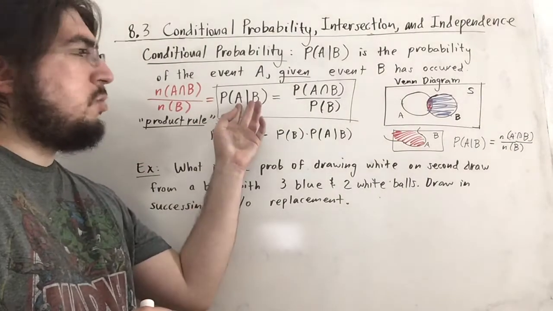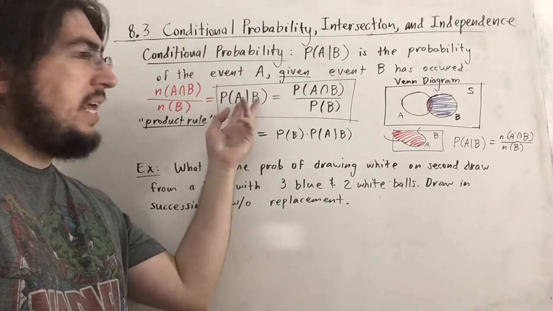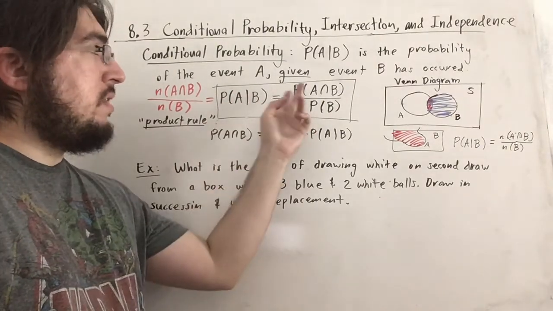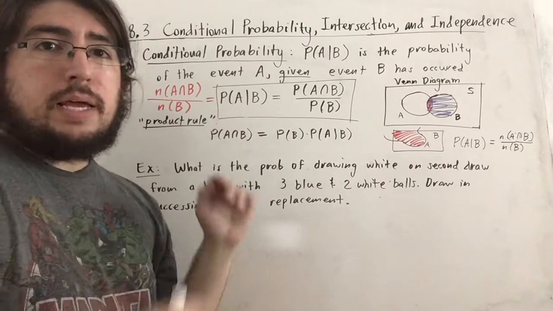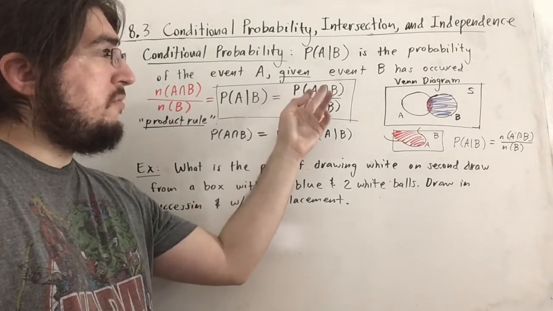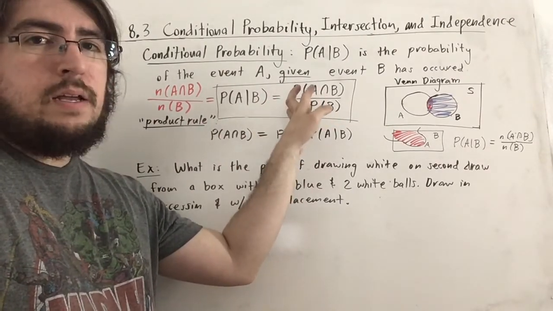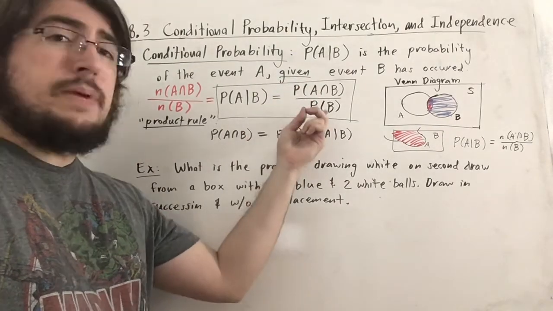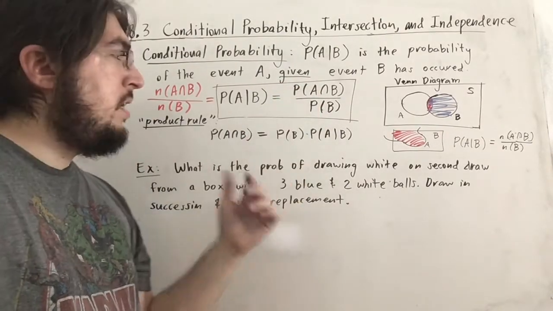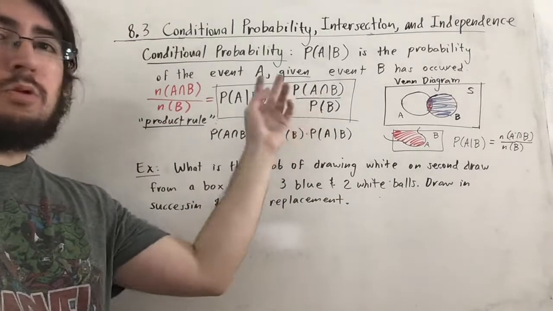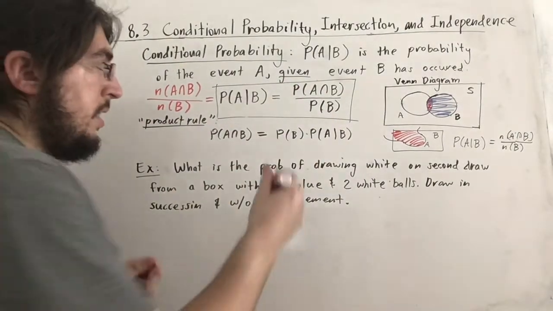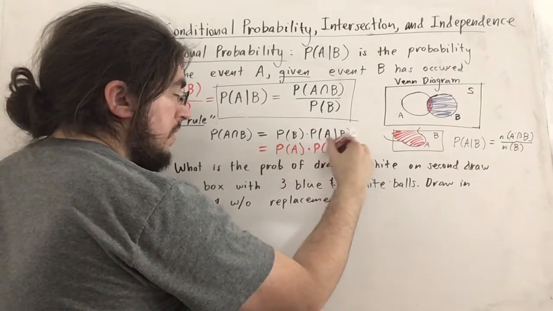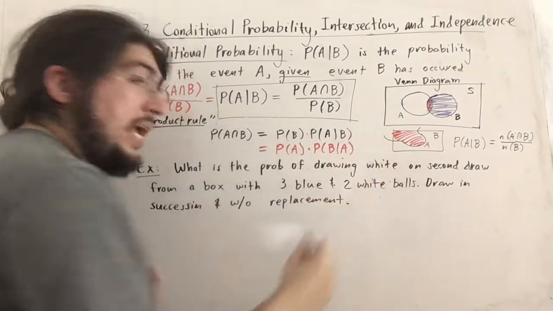So what if we swap these? What if it was, instead of A given B, B given A? Well, then imagine swapping all A's and B's. This would be the probability of B intersect A, which by the way is the same as A intersect B, and the denominator here would be the probability of A. So if you were to multiply both sides by the denominator, you would now get the probability of A multiplied by the probability of B given A.